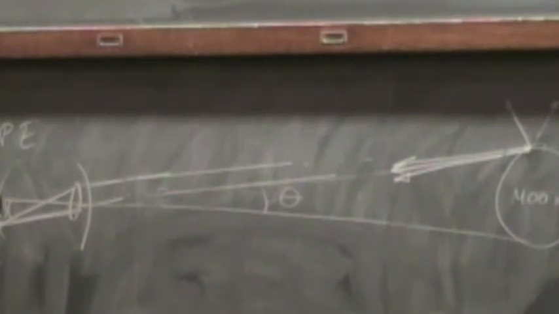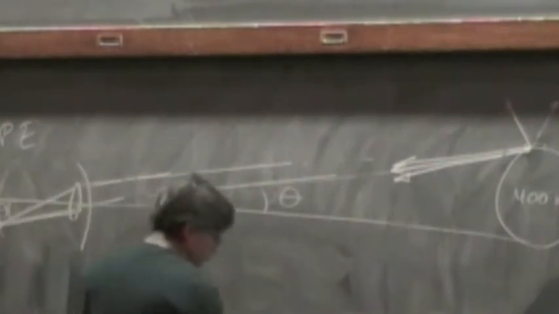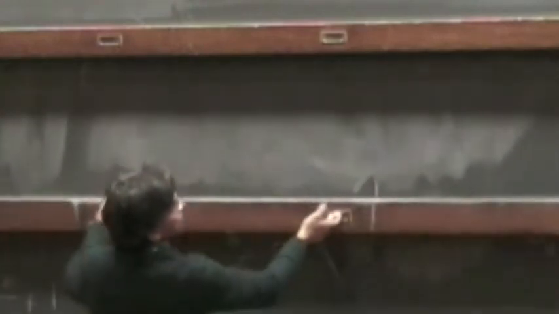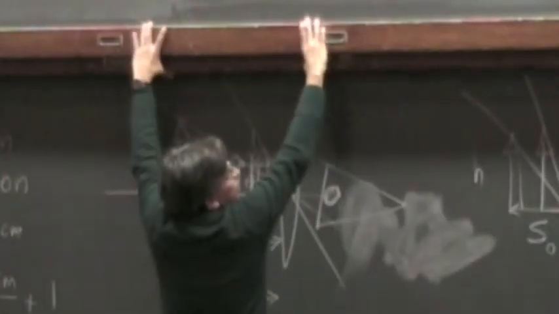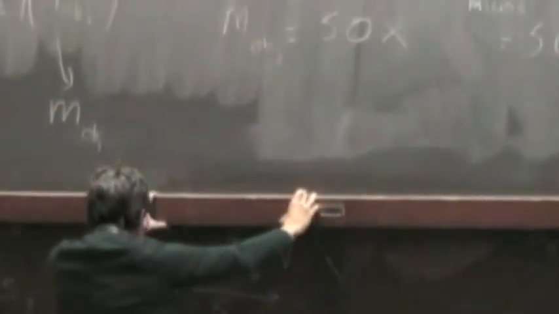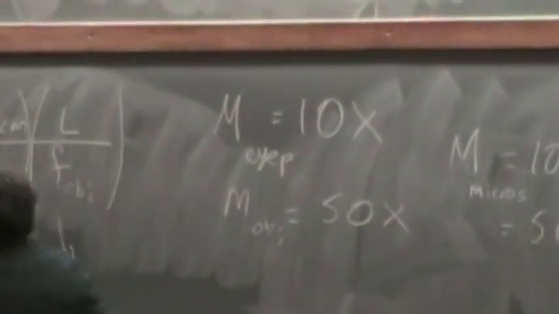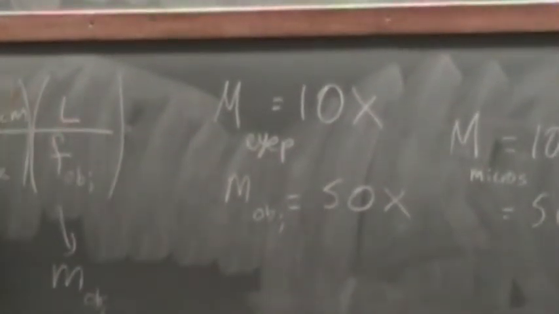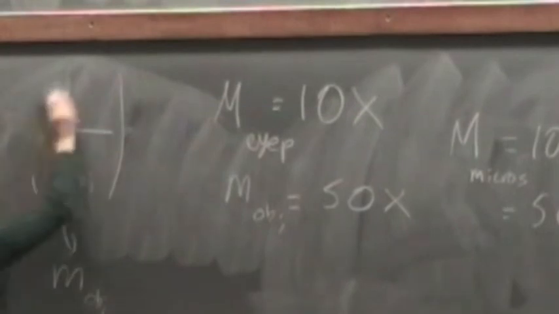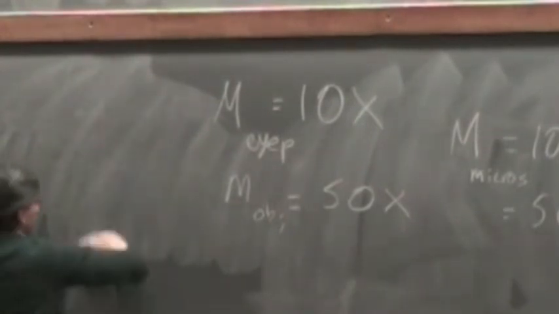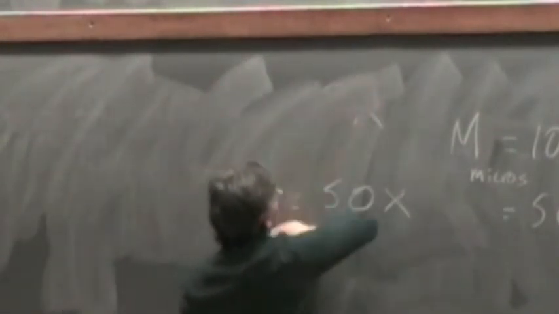So what is a telescope? What do you want a telescope to do? Just as with the microscope, you want to form an image of the object that you're trying to look at. You want to form an image of that object at a point that is close to the focal point of the eyepiece. That's what you want to do, just like you did with a microscope.